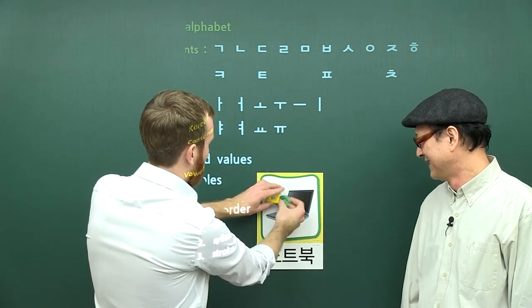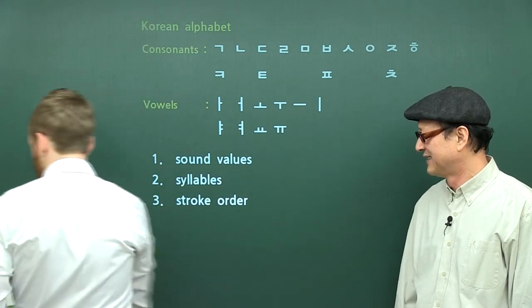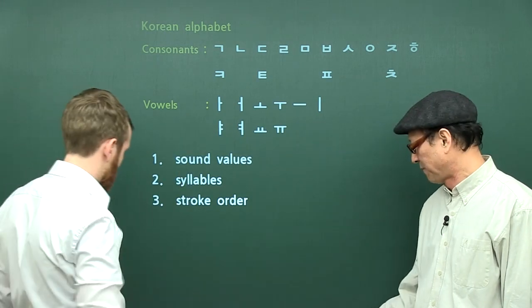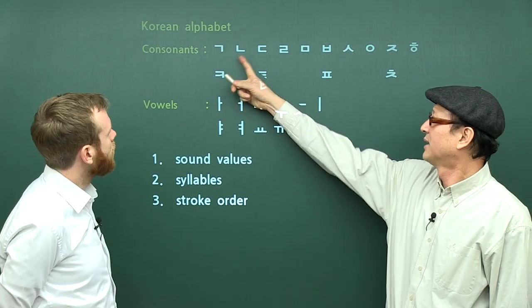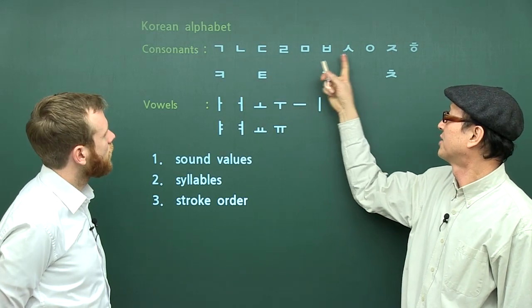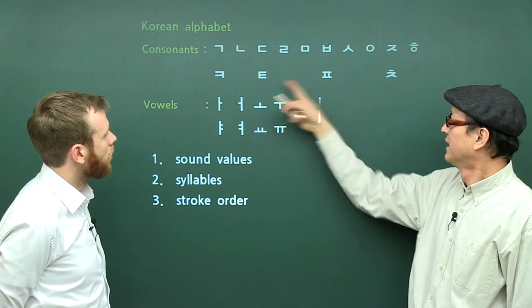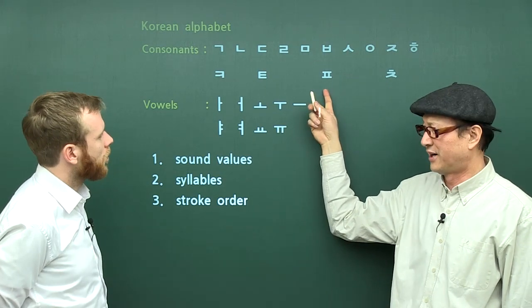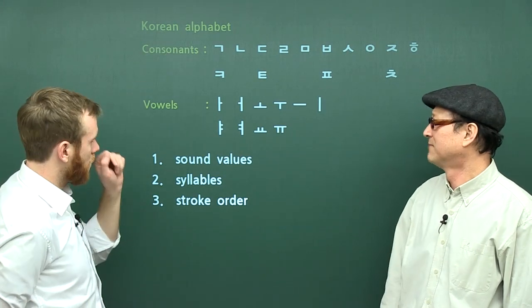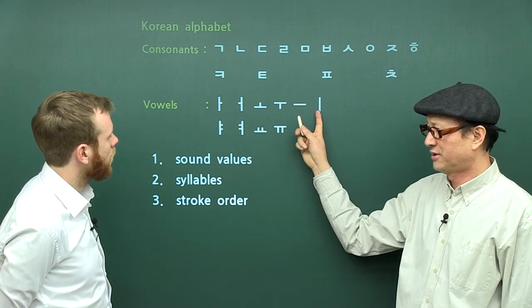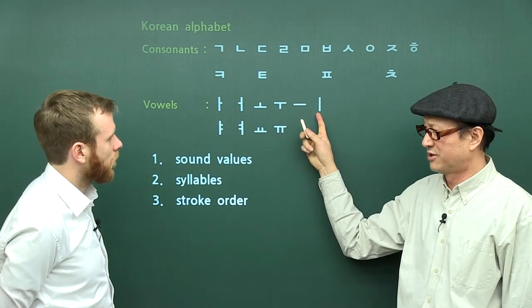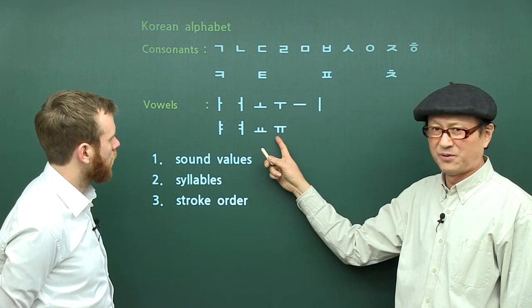So why don't we go over our consonants first? 여기에 하나, 둘, 셋, 넷, 다섯, 여섯, 일곱, 여덟, 아홉, 열, and 14 consonants there. So we have 10 on our first line. 그리고 둘, 셋, 넷, 다섯, 여섯, the basic 6 basic vowels. And then 하나, 둘, 셋, 넷, 4 more.